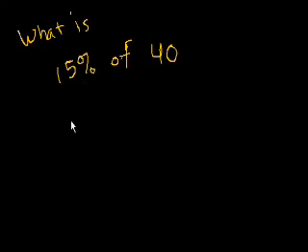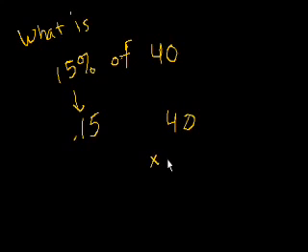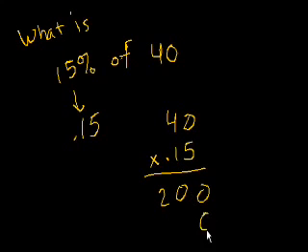So 15% as a decimal is 0.15. You learned that in the percent to decimal conversion video, hopefully. And we just multiply this times 40. So let's say 40 times 0.15. 5 times 0 is 0. 5 times 4 is 20. Put a 0 there. And then 1 times 0 is 0. 1 times 4 is 4.